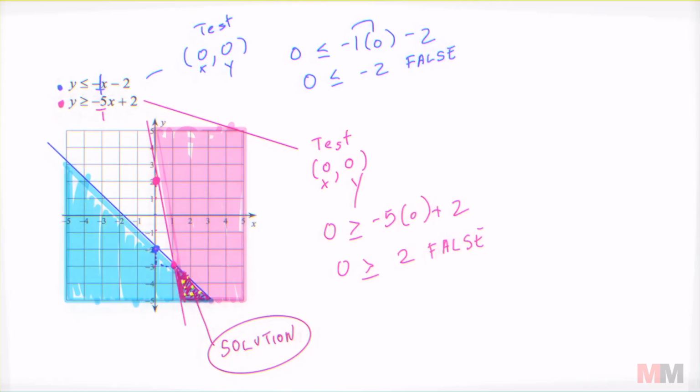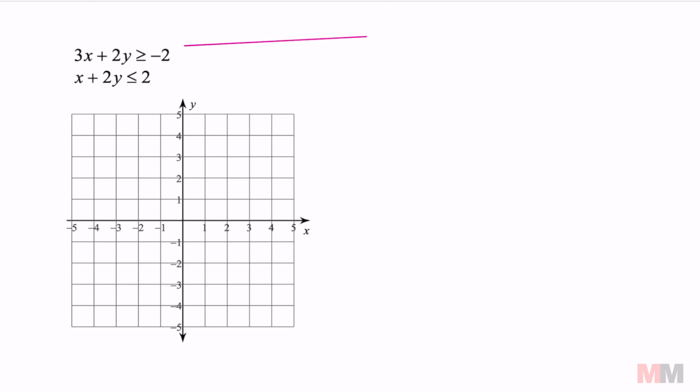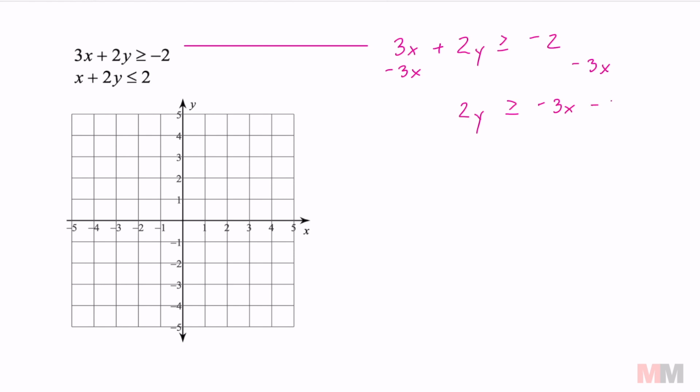Let's try another problem. So if your teacher requires you to manipulate this inequality and solve for y, it's not even that hard to do, then do that. So I'm left with 2y is more than or equal to, and I like to put this in order right away. So you can write this as negative 3x minus 2. That way it's in slope-intercept form right away. And then divide by 2. And you get y is more than or equal to negative 3 halves x minus 1.